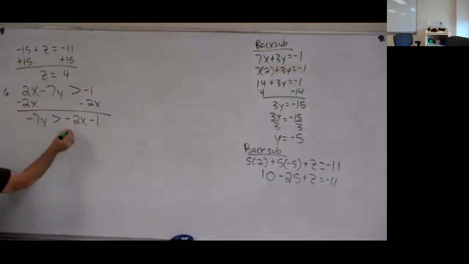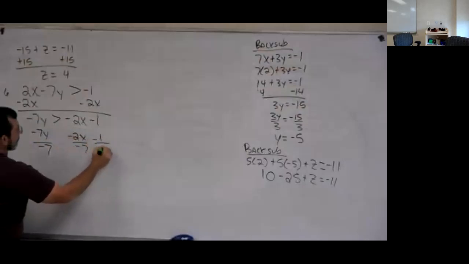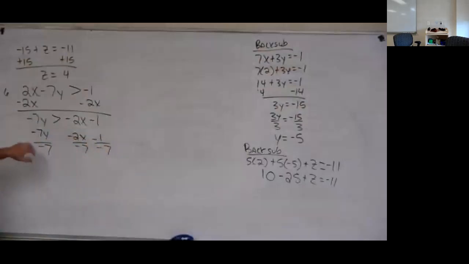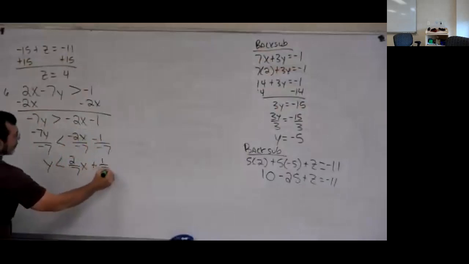All right, now divide everybody by negative 7. I'm dividing by a negative on the inequality, so I've got to turn that around and make that a less than instead of a greater than. All right, so let's see, all these negatives are going to cancel, making everything positive. So you get a positive y less than a positive 2 over 7x, and then that'll be a positive 1 over 7.